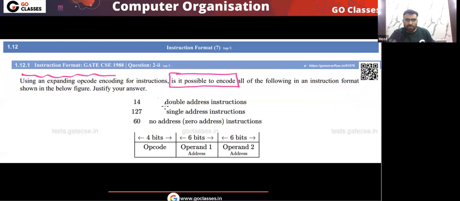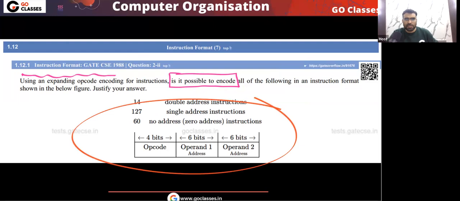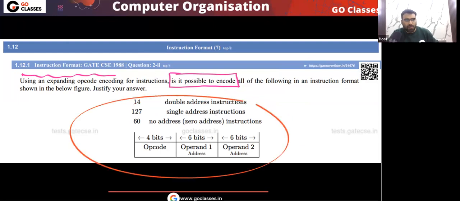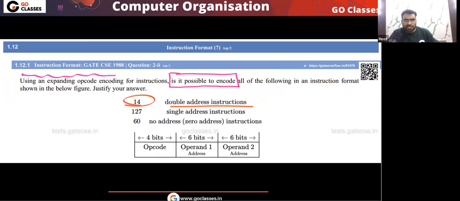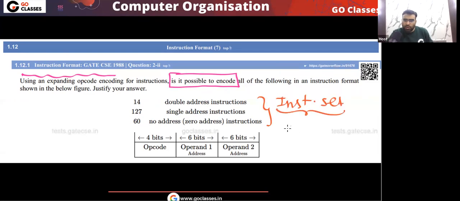Okay, so very simple point. Tell me which method you are going to use to solve this question. Remember the question is asking, basically, is this instruction set possible? This instruction set is given to you. What do you want? 14 double address instructions, 127 single address instructions, 60 zero address instructions. Okay, so this is the instruction set given to you. Now the question is asking, is this instruction set possible or not?